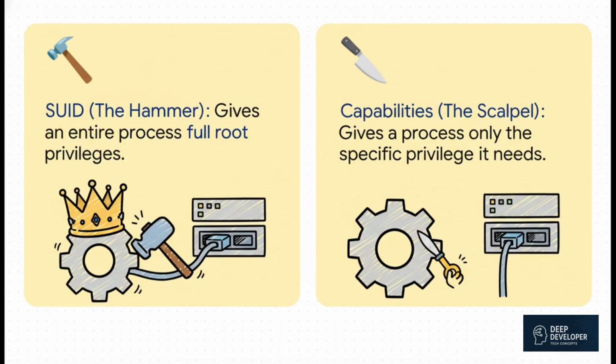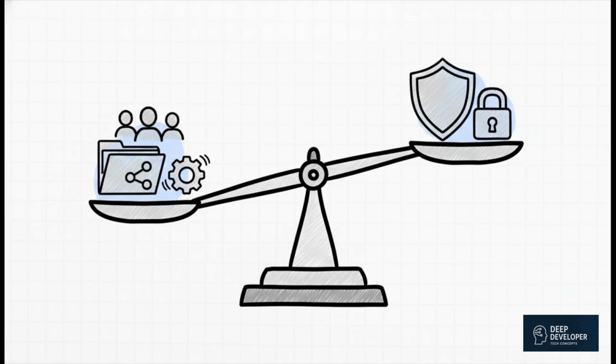A great example is the ping command. It needs to do one privileged thing, open a raw network socket. Instead of making it SUID root, we can just give it the cap_net_raw capability. It gets exactly what it needs and absolutely nothing more. It's way more secure. When you get right down to it, special permissions are all about this constant balancing act.